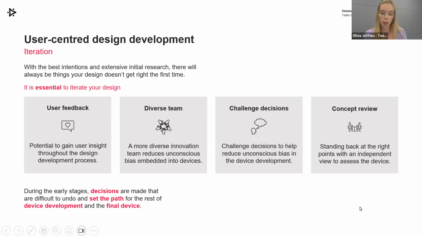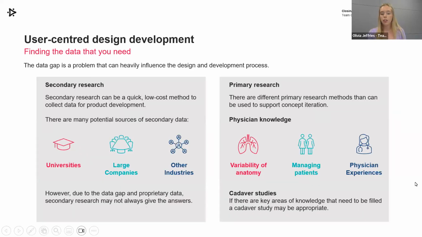So we've spoken a lot about requirements, and in order for a requirement to be really valuable, data is so important, making sure that they are measurable. So what are different ways that you can do that, especially given the prevalence of the data gap in the FemTech industry? Secondary data is a great place to start. It can be quick and it can be a low-cost method to collect data for your product development.